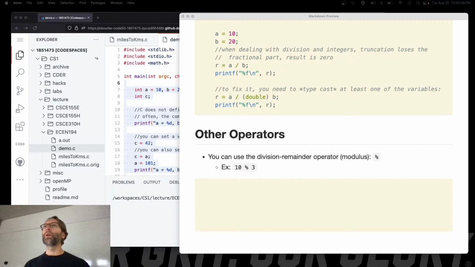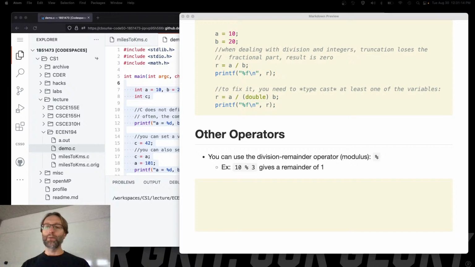10 divided by 3. Now in grade school, you had not learned that there were fractions yet, or in early grade school. So you said that, well, 3 goes into 10 how many times? 3 times, with a remainder of 1. And so the value of that expression ends up being 1.